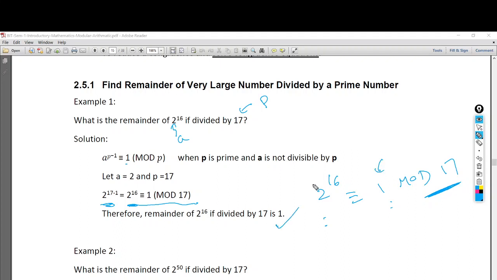So the answer is 1. Without calculating the value of 2 to the power 16, by using Fermat's little theorem, we found that the remainder is going to be 1. That is why we say that if 2 to the power 16 and 1 are congruent, the remainder is 1. So 2 to the power 16 divided by 17 gives remainder 1. Okay, just give me 1 minute.